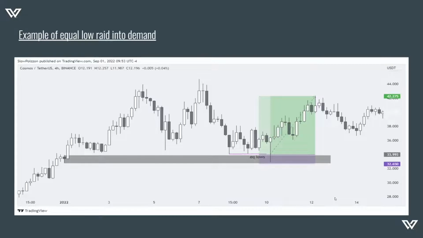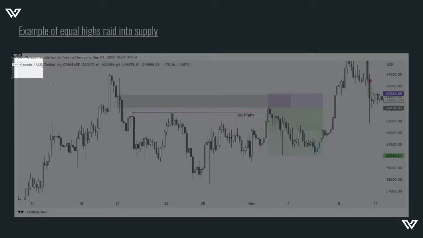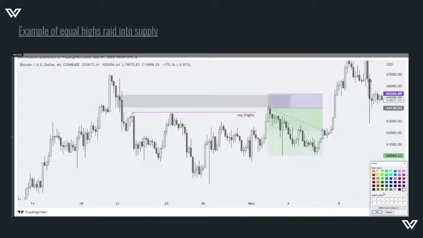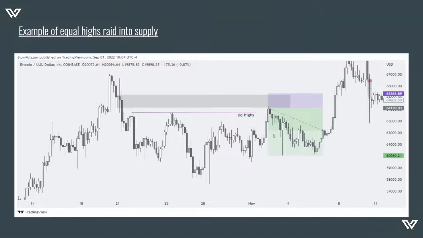Another example here of equal highs raid into supply. So we have equal highs with supply here before it broke structure. Standard procedure, standard setup, break of structure here, supply, equal highs below supply, price raids equal highs, and then we sell off from there. Same example, stop above the high.